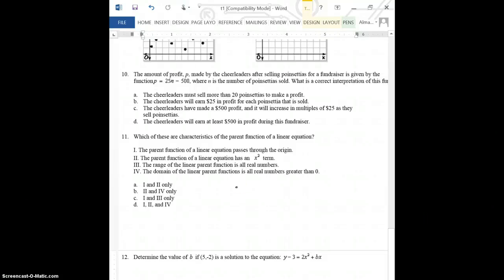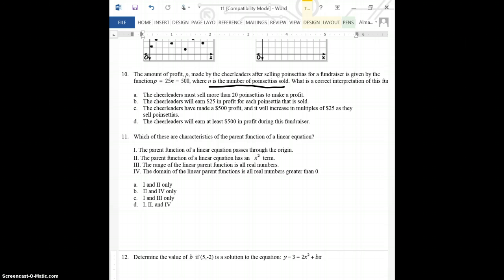Okay, so this is part 2 of test 3. The amount of profit P made by the cheerleaders after selling poinsettias for a fundraiser is given by the function, where N is the number of poinsettias sold. So N is the number of poinsettias sold. What is the correct interpretation of this function?